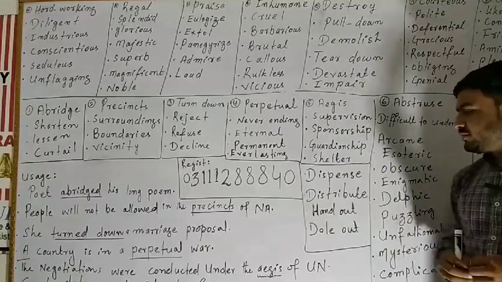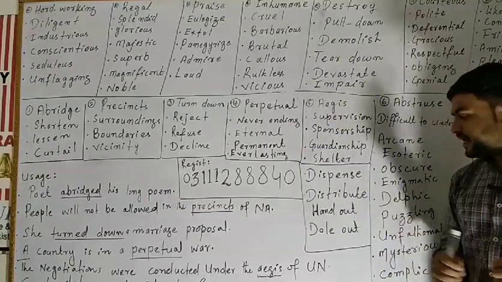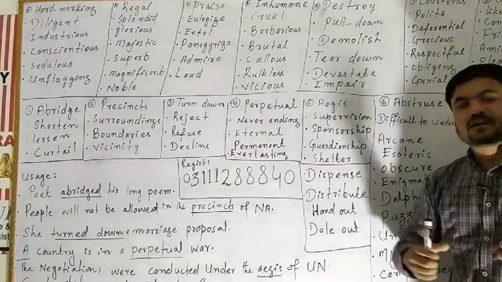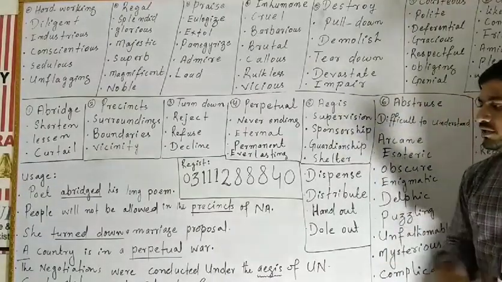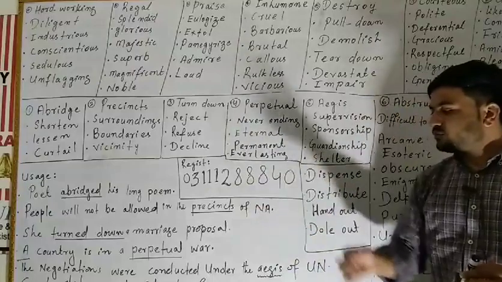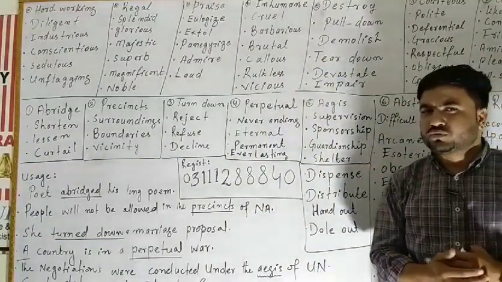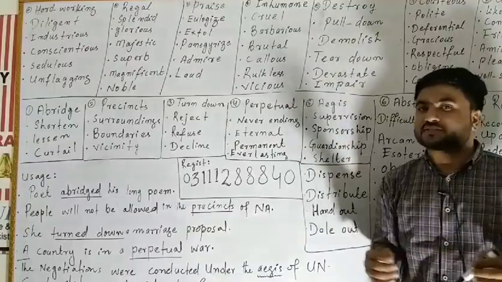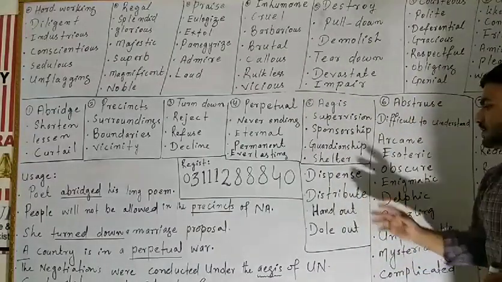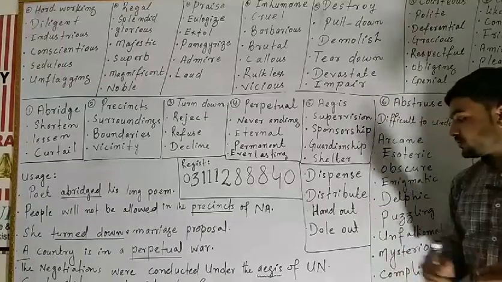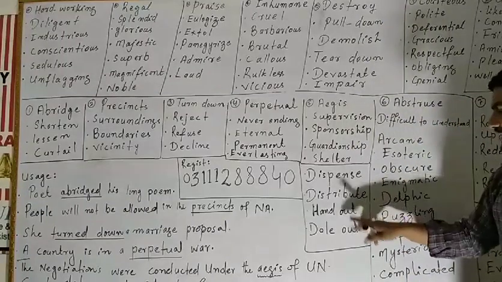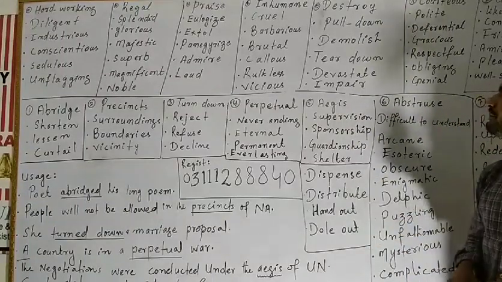Then we have a word dispense. Dispense means distribute, hand out, dole out. Example: government doles out, distributes charity funds among the poor, among the masses. Dispense, distribute, hand out, dole out. These are phrasal verbs.